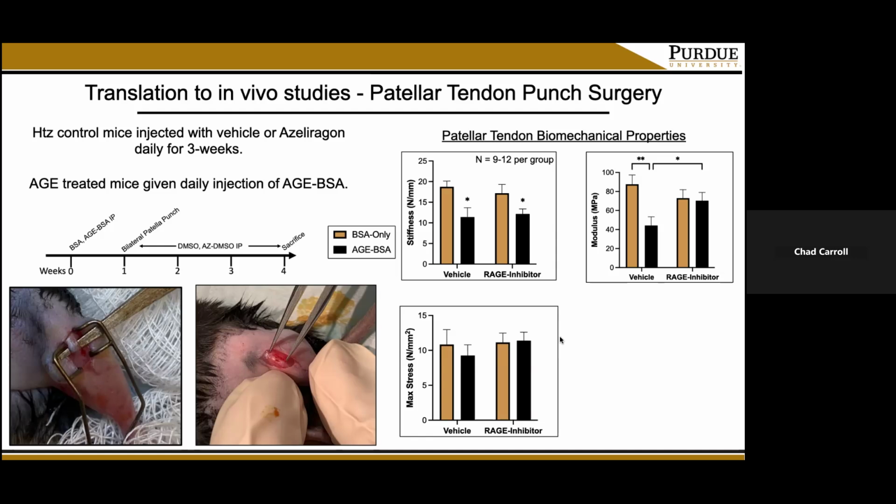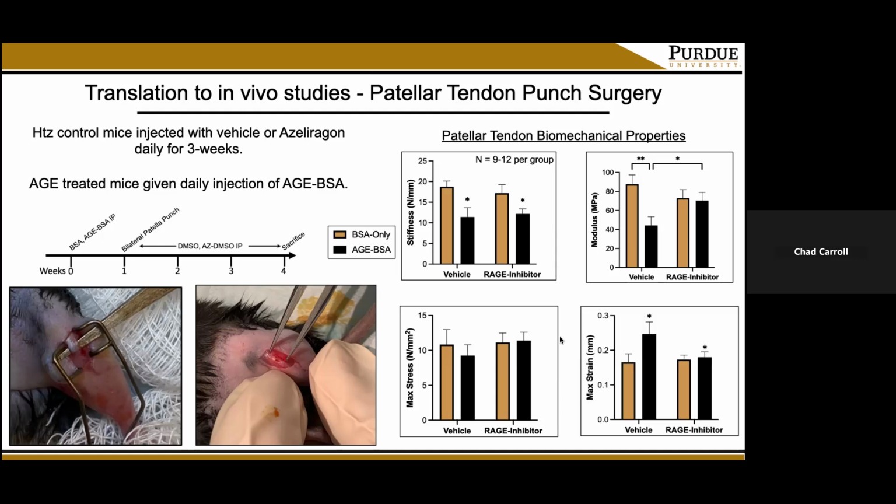Interestingly, though, even though the modulus went down a lot, we don't see a difference in the failure stress or failure load of the tendon with either AGEs or the RAGE inhibitor. But we do see some differences in strain. But overall, not a bad start. We might try some different doses. But in general, I think the graph on the right is really what we were hoping to see.